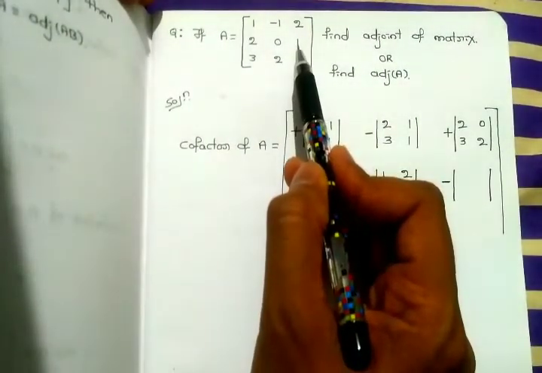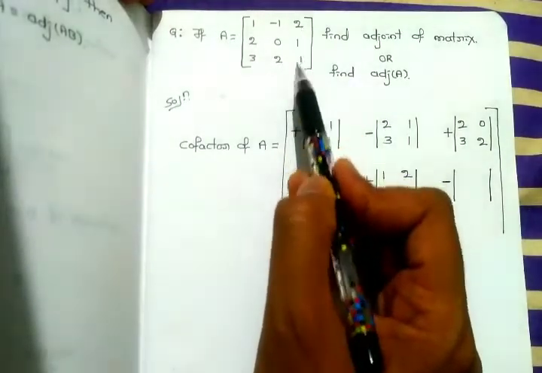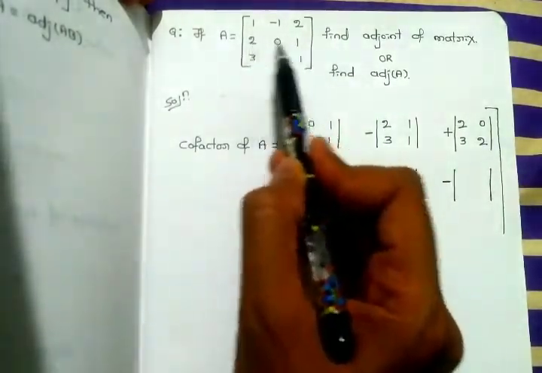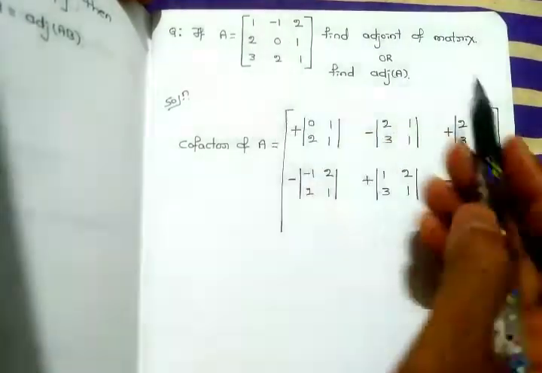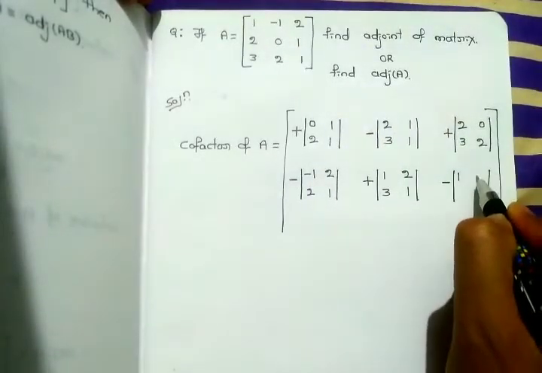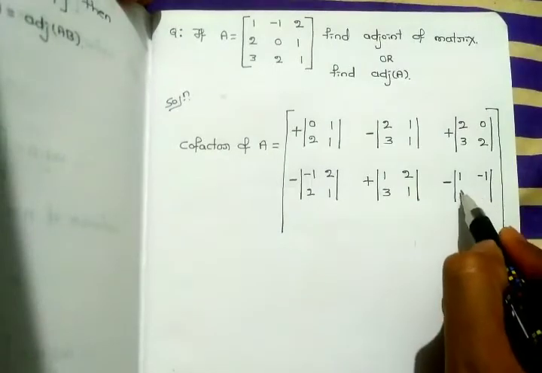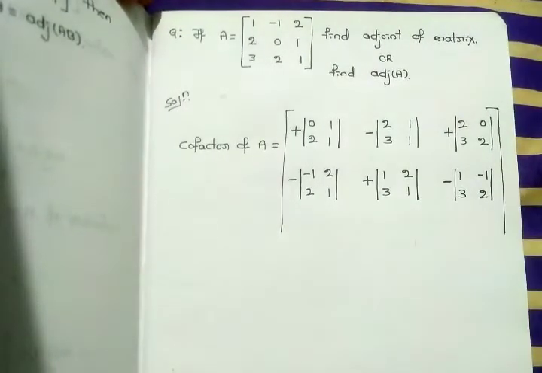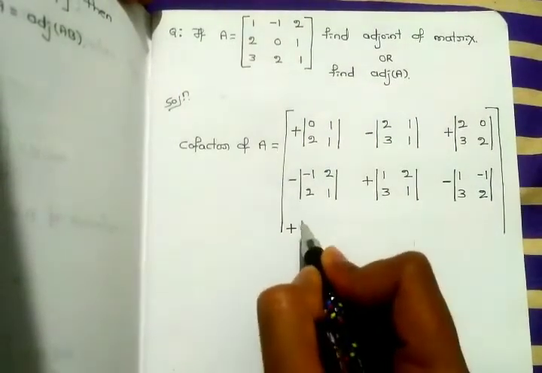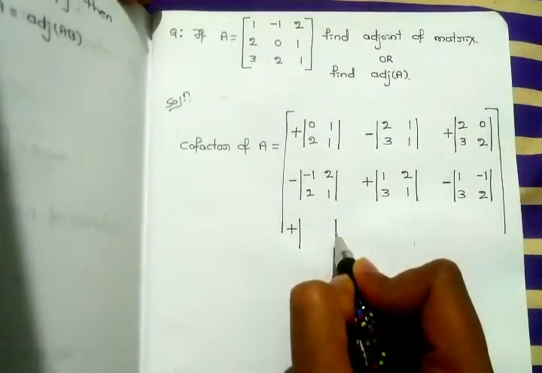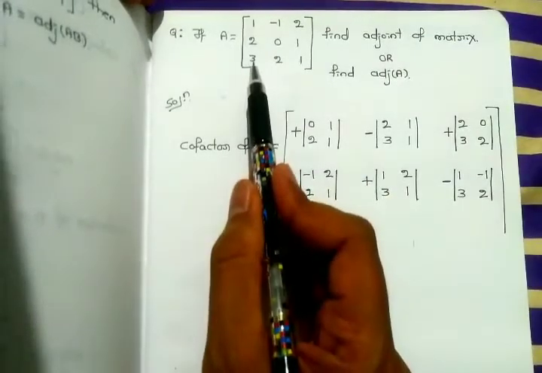Next element is the sixth element. For the sixth element, delete that particular column and that particular row. So the remaining elements are 1 minus 1 3 2. So note down here 1 minus 1, next 3 2. Next sign is plus sign. So next, the seventh element. What is the seventh element here?